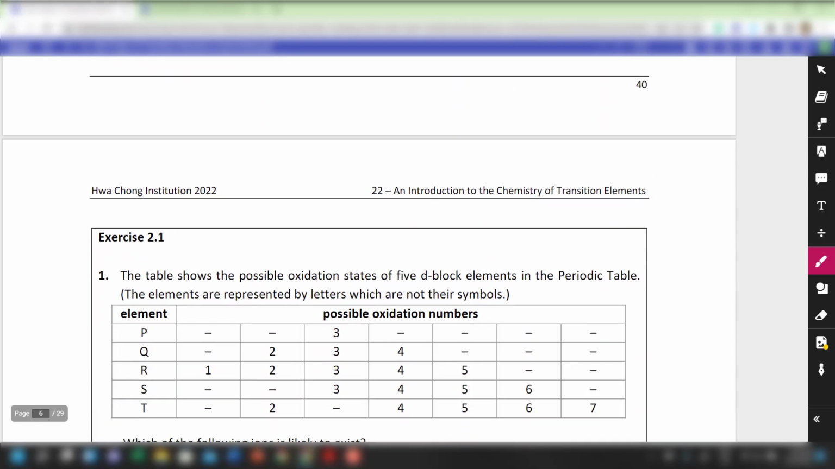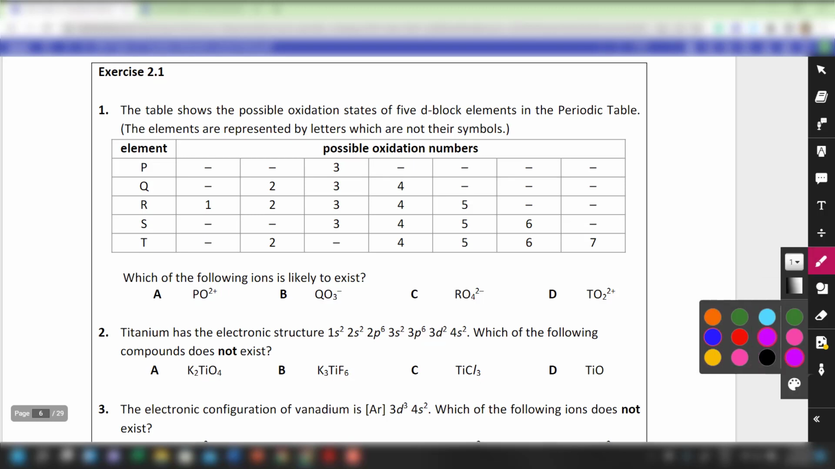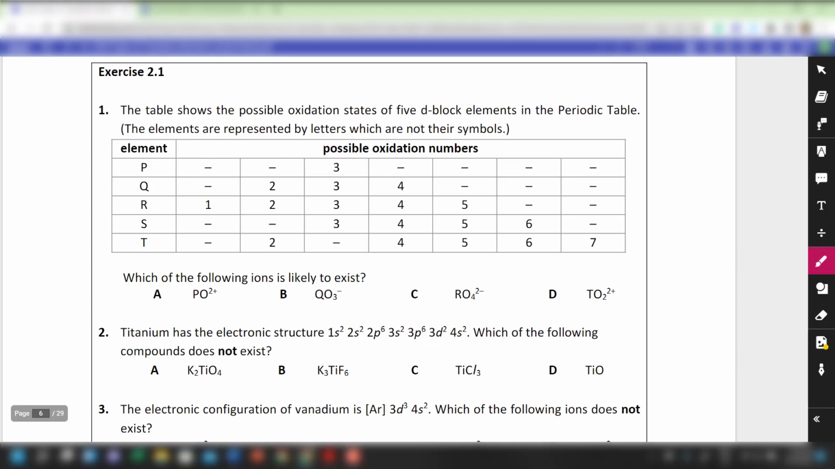Let's move on to exercise 2.1. There are 3 questions in total. The first question reads: the table shows the possible oxidation states of the 5 d-block elements in the periodic table. The elements are represented by letters, which are not their symbols. I think it needs to be mentioned, because if not, you'll be confused. They are given here. You are asked which of the following ions is likely to exist.